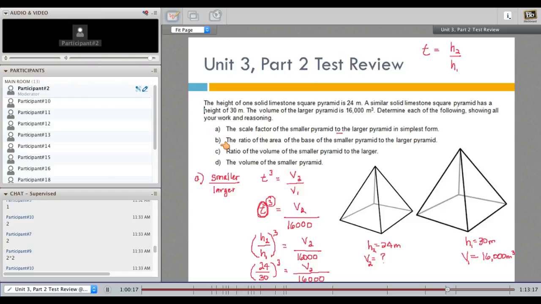All right, so Part B, the ratio of the area of the base of the smaller pyramid to the larger pyramid. Okay, now I cannot tell you how many times I will have students going back on Part B and going back to t squared equals area 2 over area 1. And I totally see where you're going with that. That's a good thought, but it doesn't have to be that complicated, okay? And I think this word right here is where you guys get confused. What does ratio mean?